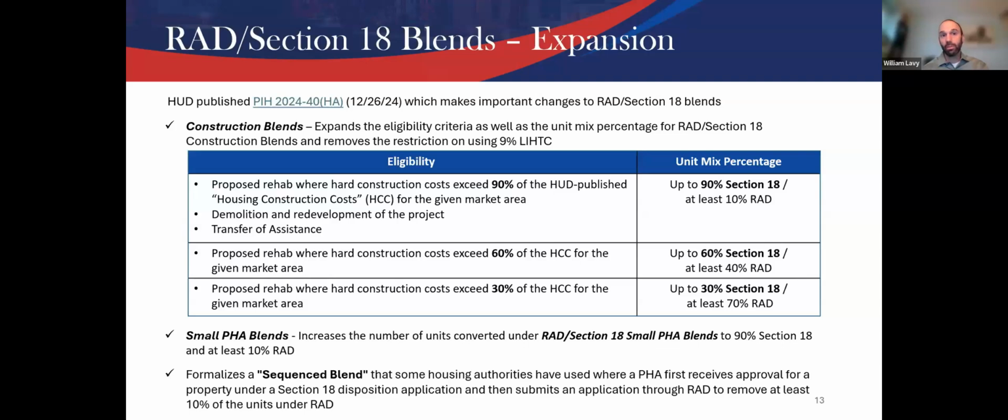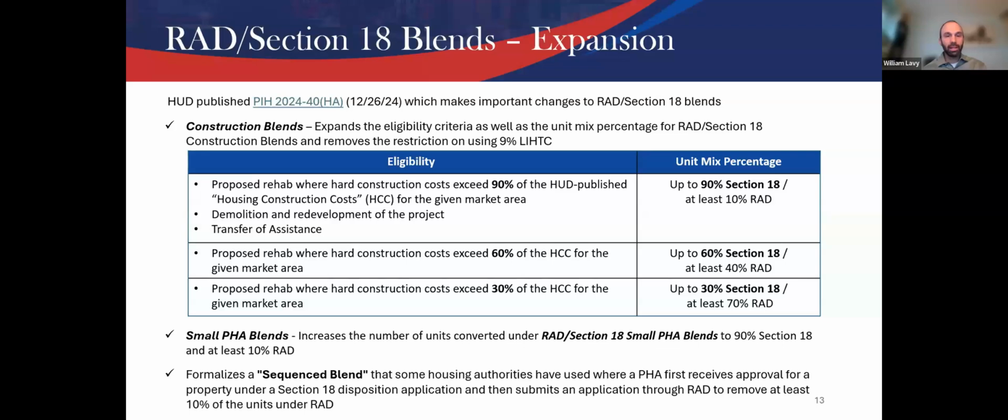Similarly, also important on the construction blends, we removed the restriction against using 9% tax credits. We looked at all of the properties across our experience in RAD, and saw that even properties that were getting awards of 9% tax credits were still needing significant gap financing, and therefore also needed to benefit from these construction blends. So that's another important change made in here.